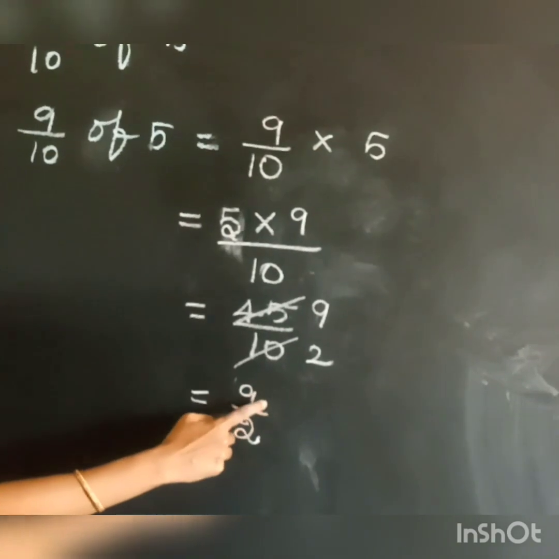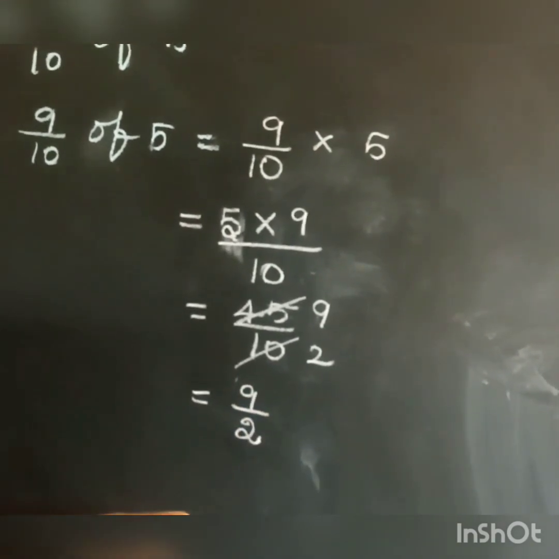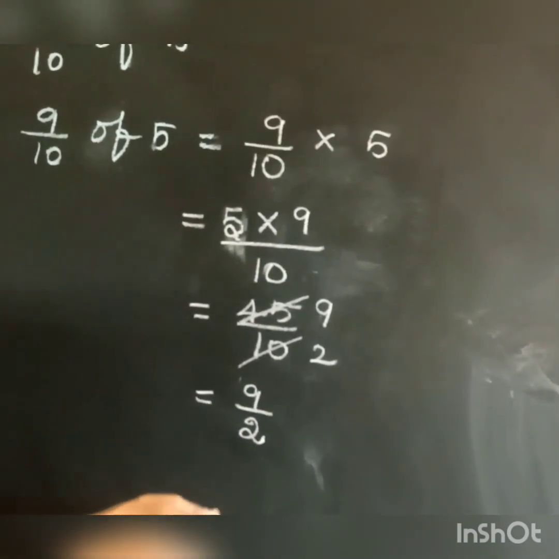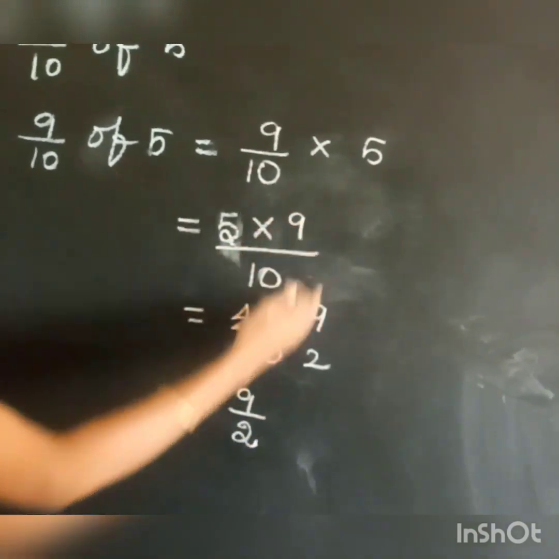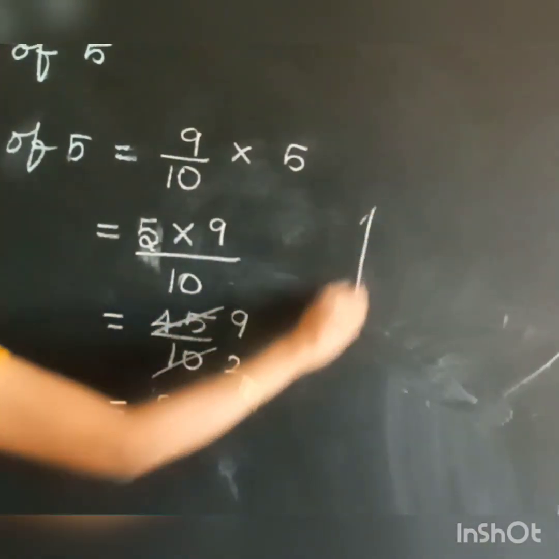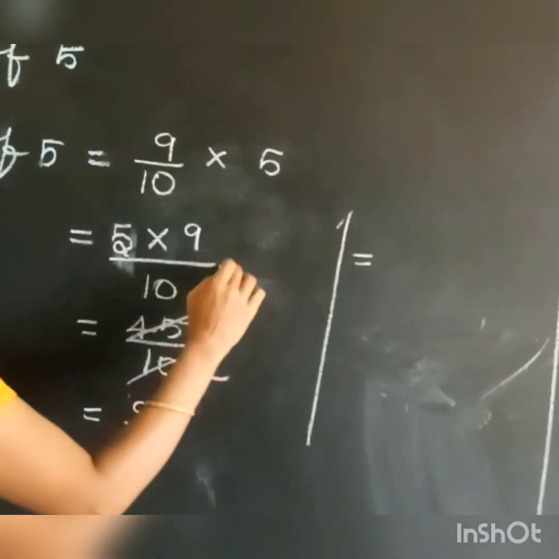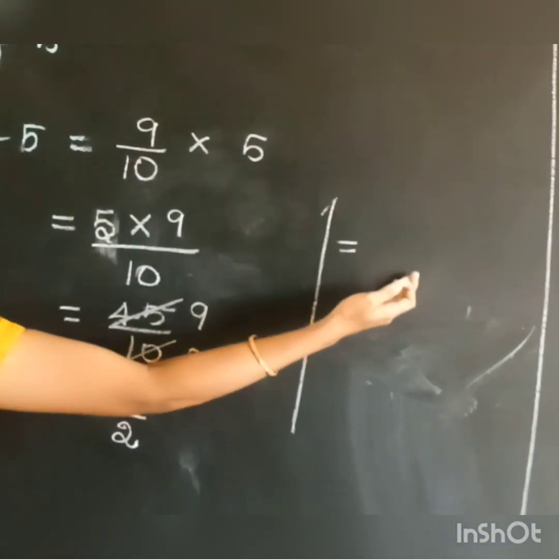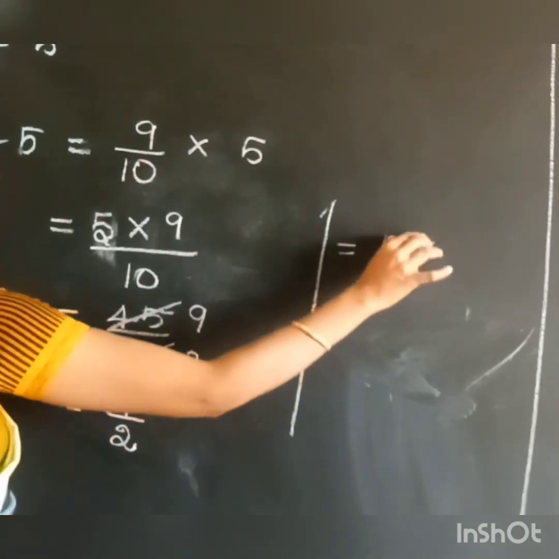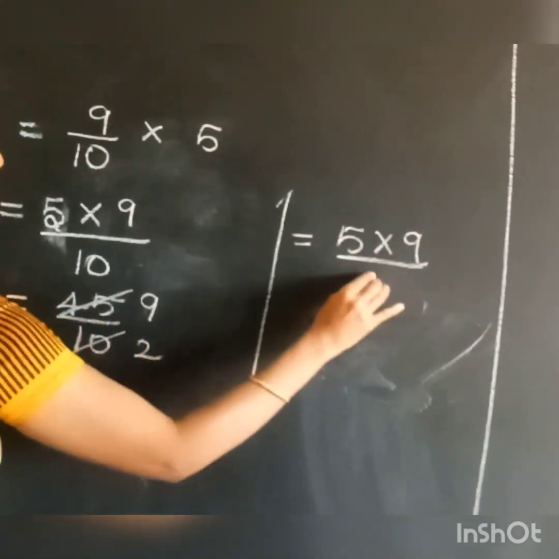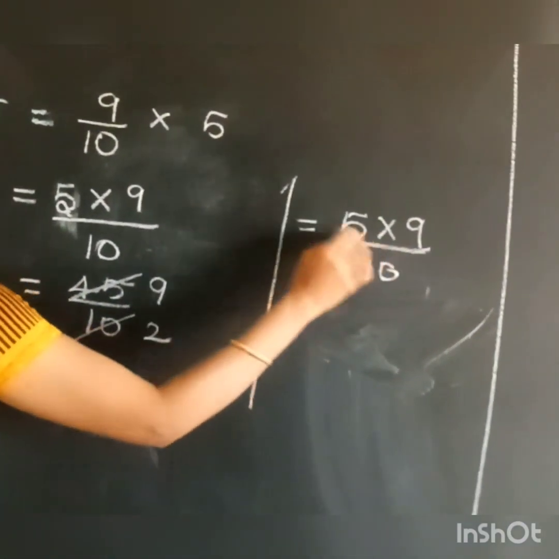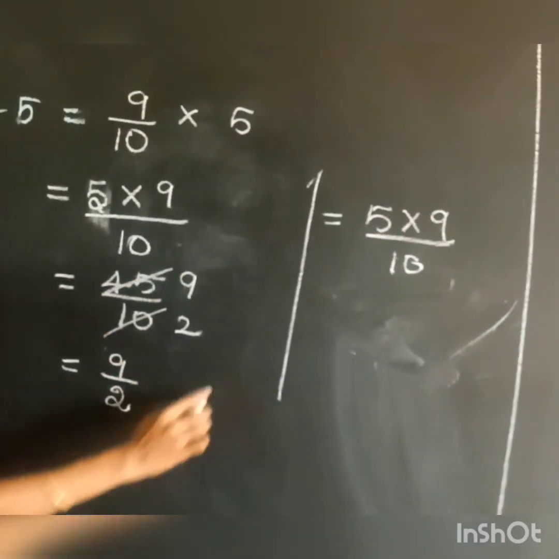So it is an improper fraction. Writing it as a mixed fraction is also a correct answer. I will say another method for the same sum. Listen here. I am going to explain the next method. 5 into 9 divided by 10. You can directly multiply and simplify. This is one method.